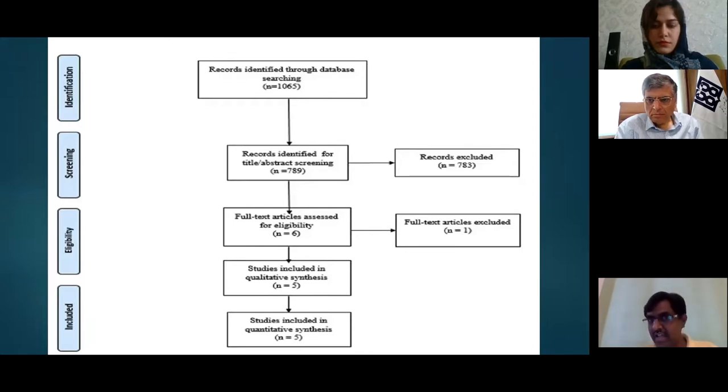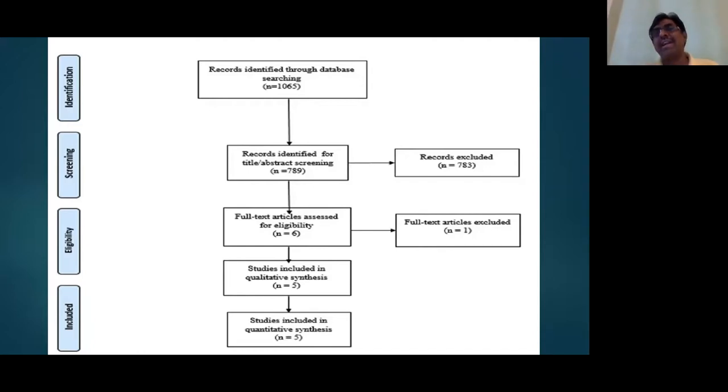If you see here, 6 papers we have reached for full text. After reading the 6 texts, one study we thought would come under the exclusion criteria. So that's why we have excluded that. Followed by qualitative synthesis, it is 5. Again, the next number will be for meta-analysis.